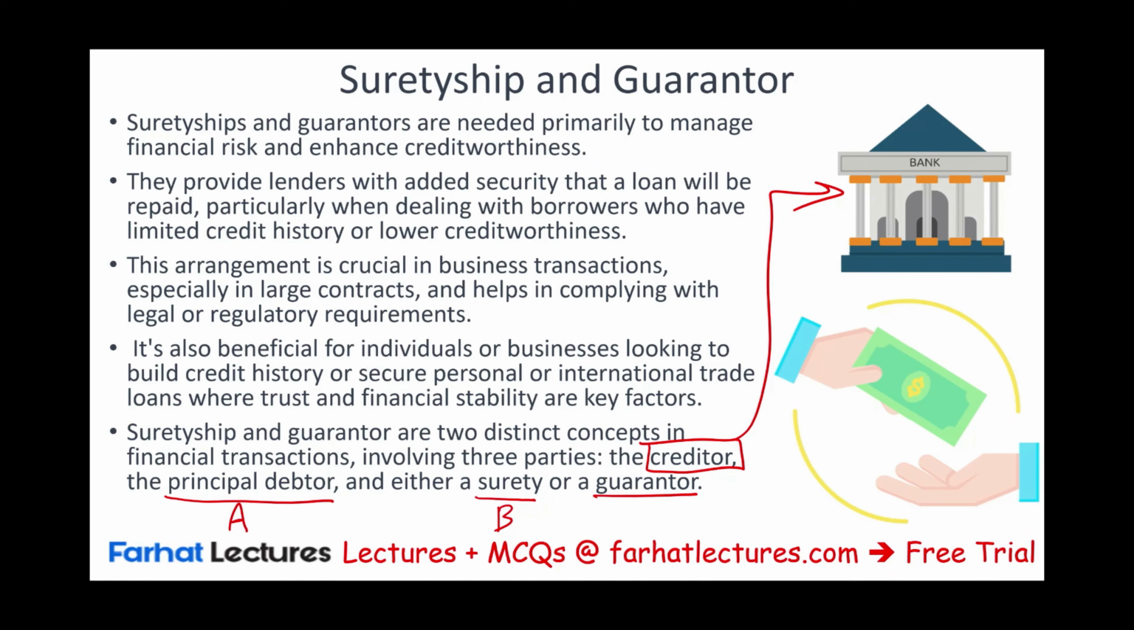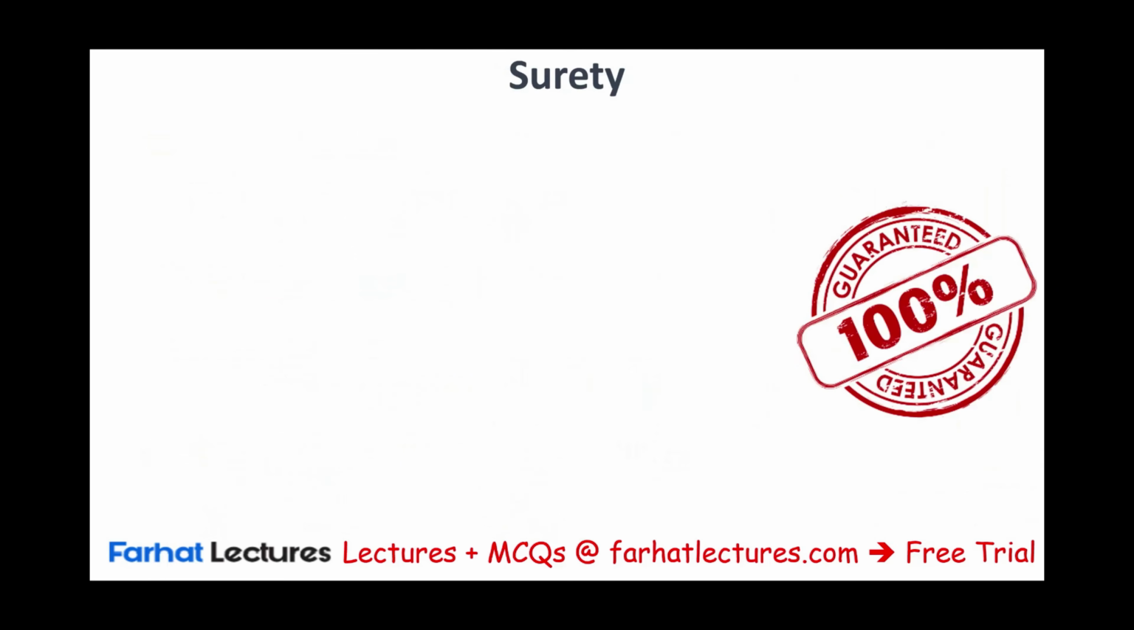This person is trying to help someone else. So we have the creditor, one, the debtor, two, and the surety, three. So the surety is helping the debtor get a loan from the creditor. I hope this makes sense. So let's talk a little bit more about the surety. We need to understand the difference between a surety and a guarantor.